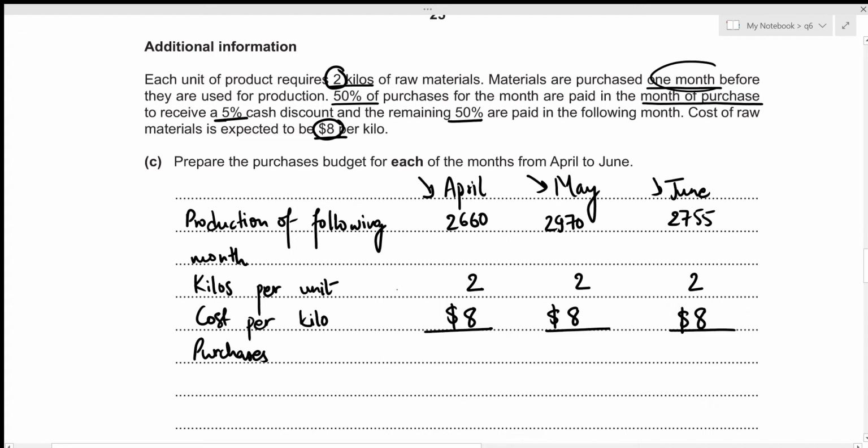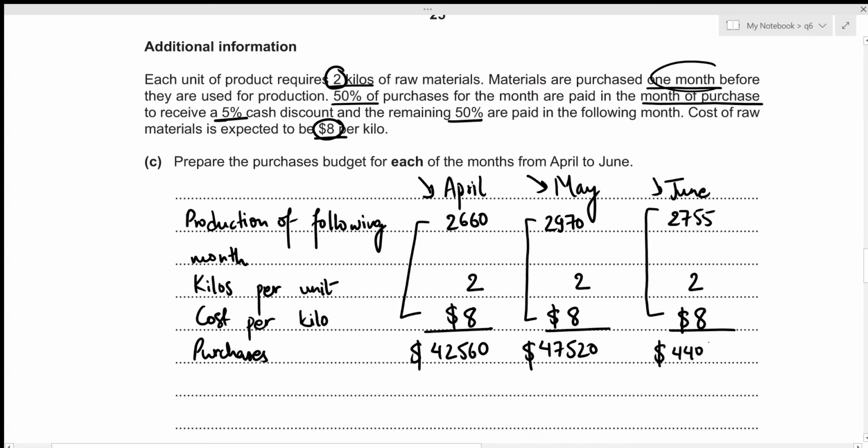And that will be the product of production of following month, kilos per unit, and the cost per kilo. So for April, that will be 2660 times 2 times 8, which results in the value of 42,560. For the month of May, that's the product of 2970 times 2 times 8, which results in the value of 47,520. And for the month of June, that's 2755 times 2 times 8, which results in the value of 44,080.